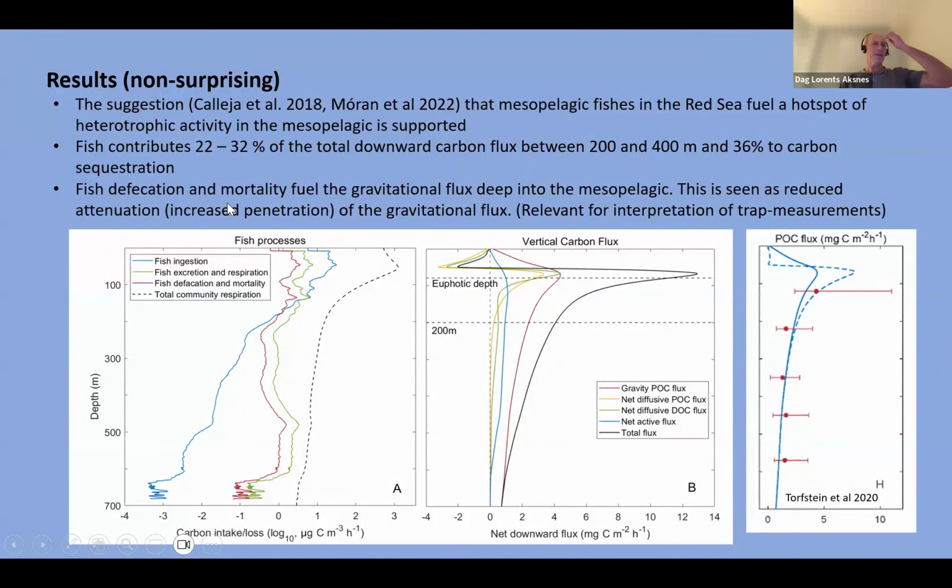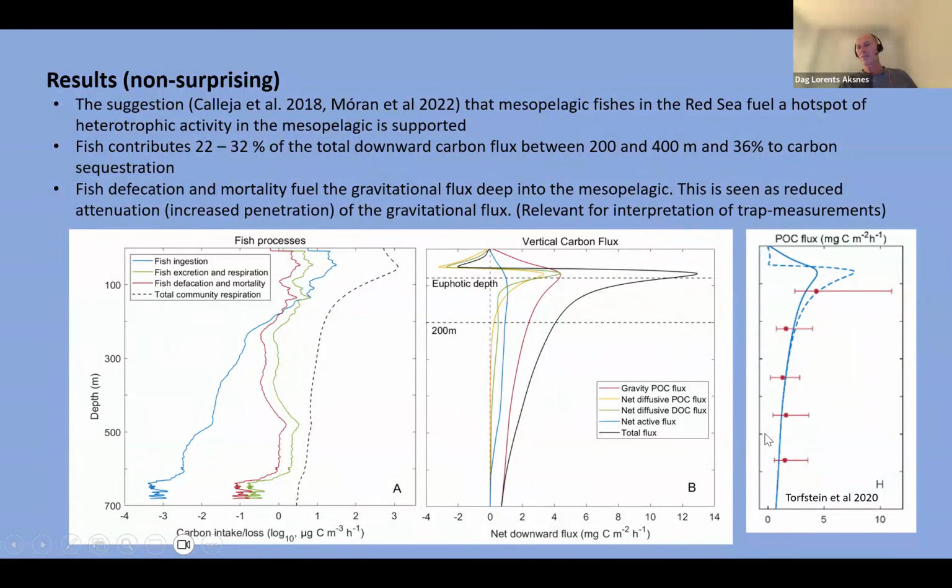But then there is an important point here, and that is that the fish defecation and mortality, which occurs all over the water column in the model, also fuel the gravitational flux deep into the mesopelagic. And this fueling of the gravitational flux deeper than 200 meters is seen as reduced attenuation, which means increased depth penetration of the gravitational flux. So the fishes also, of course, influence the gravitational flux within the mesopelagic. And this is quite relevant for the interpretation of Martin curves and also trap measurements.